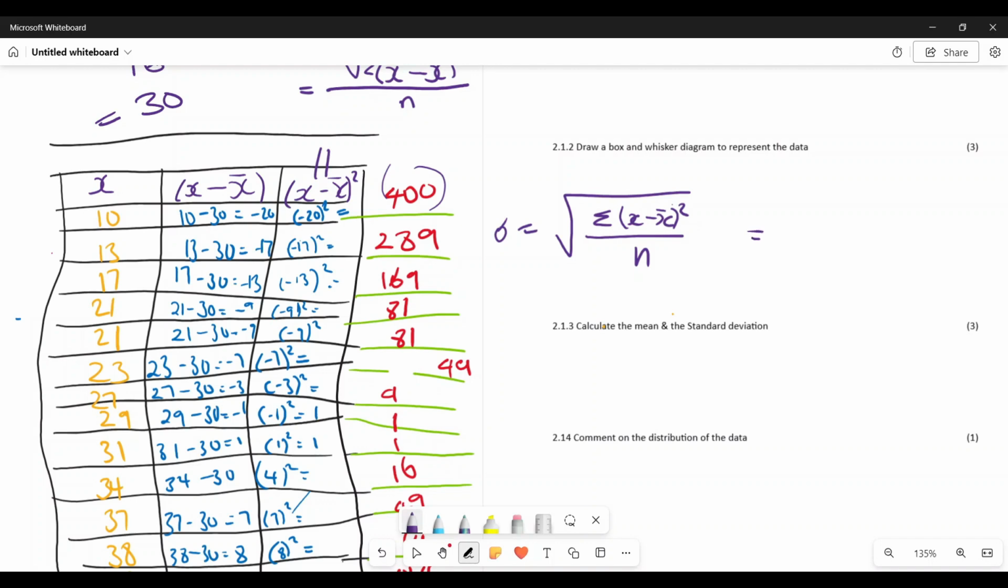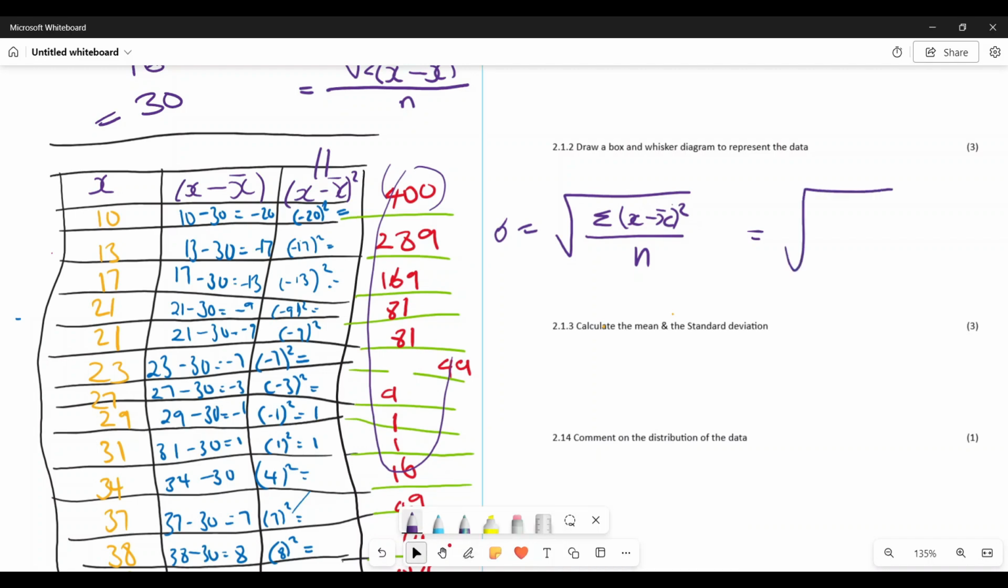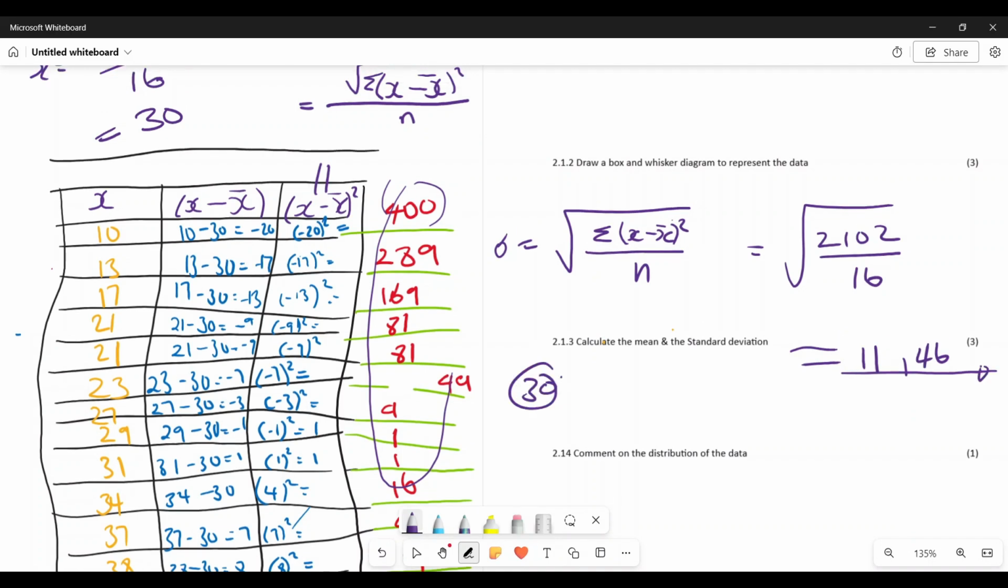Now when you add all these numbers in this green column, they should equal 2102. Now 2102, and all this divided by the number of values we have, which is 16. Now 2102 all over 16, our standard deviation should be 11,46. So my mean is 30 marks.